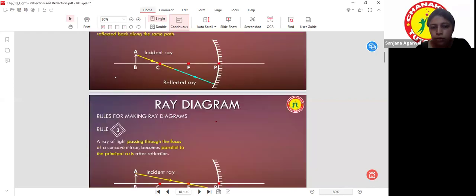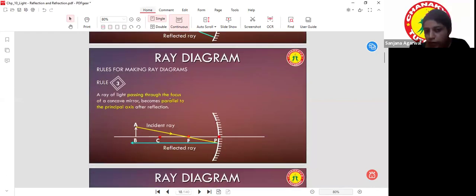Rule third says, a ray of light passing through the focus of a concave mirror becomes parallel to the principal axis after reflection. This is exactly opposite to the first case. In that case, a ray parallel to the principal axis passes through the focus after reflection. Here, if the ray is passing through the focus, then after reflection, it will get back parallel to the principal axis.